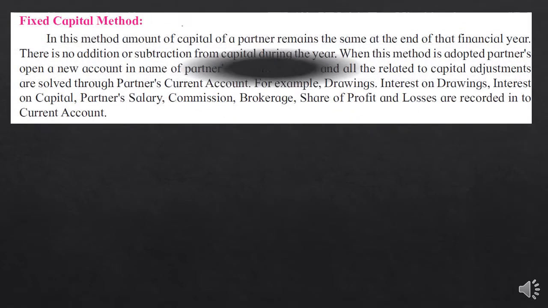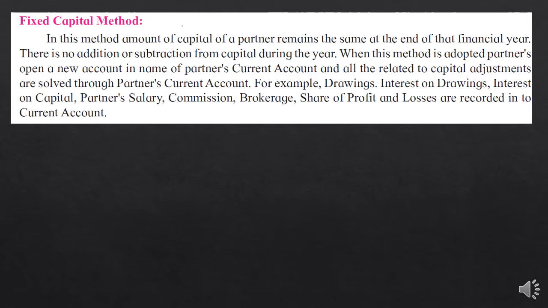So let's learn that in detail, students, what is fixed capital method. How will you identify this, that in a particular problem which capital method we should follow and how we can calculate the same. So fixed capital method, as the name suggests, you can't change the amount of capital for any entries or effect which you want to give for the partners. For that, a separate account will be opened, that is current account.